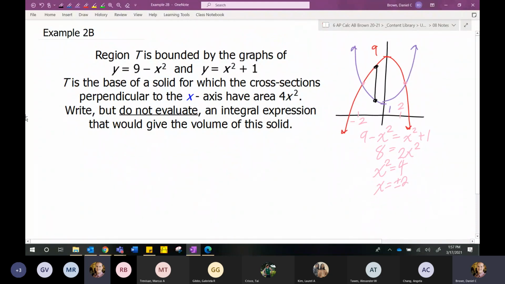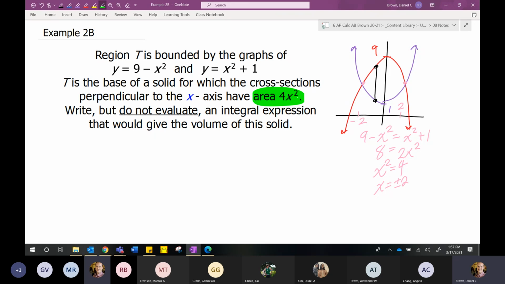So I have that same region T. The slices are still being cut perpendicular to the x-axis. But what's weird about this one as you're reading through that question? It gives you an area. So instead of saying, hey, the area is a semicircle or the area is an isosceles triangle, they just flat out tell you, hey, look, there's the area. Don't make it harder than it needs to be. That is the area of one slice.